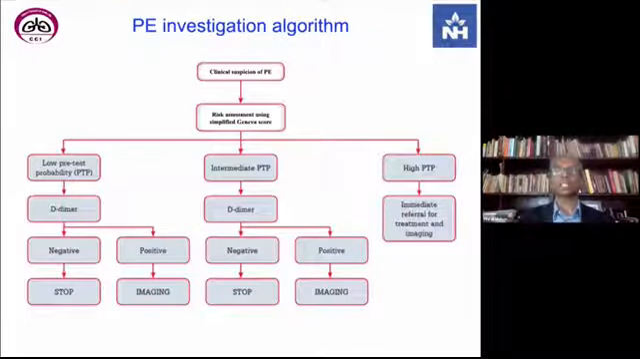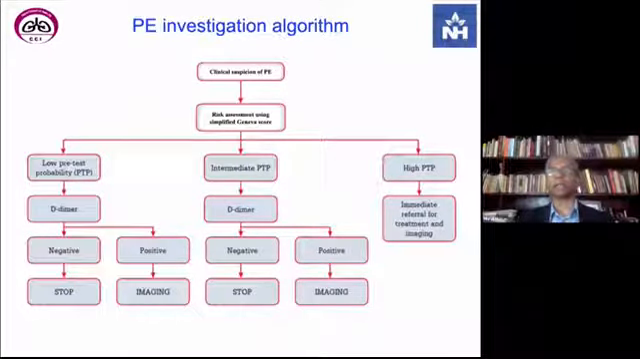So thus far, we have an investigation algorithm that goes as such. You start with a clinical suspicion of pulmonary embolism. You do a risk assessment using a simplified Geneva score or one of the alternatives. You have three possibilities.